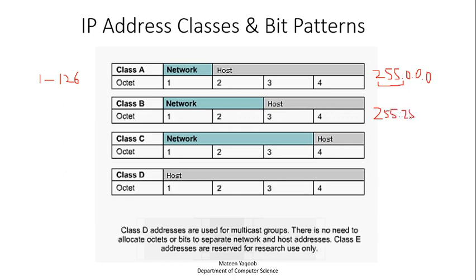So for class B, the subnet mask will be 255.255.0.0. As the network part is growing, you can see the subnet mask also growing as well. Okay. So for class C, 255.255.255.0.